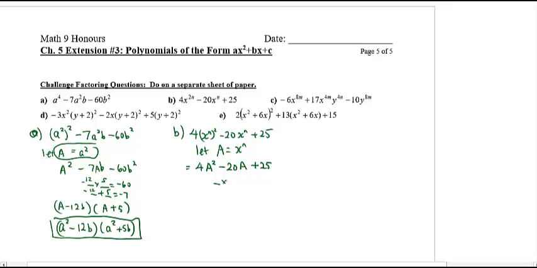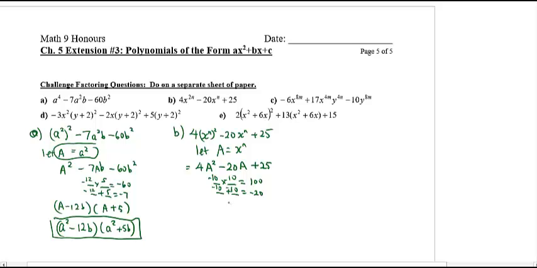I'll say find two numbers this time that multiply to not 25, but 25 times 4, which is 100. And those same two numbers add to negative 20. Let's think about the possible combinations and figure out which one makes sense. 10 and 10, but make them negative.